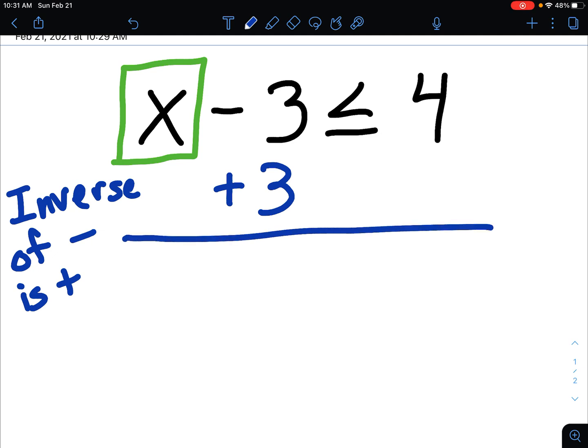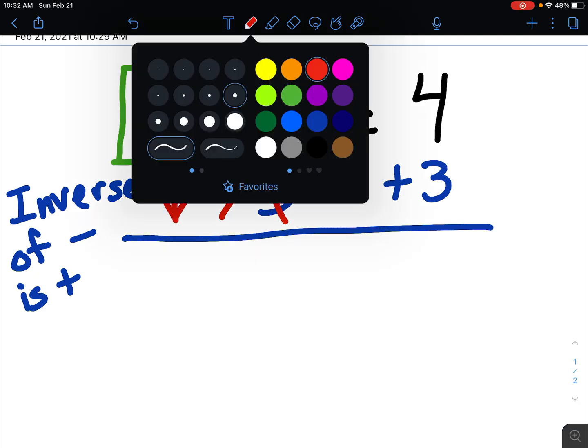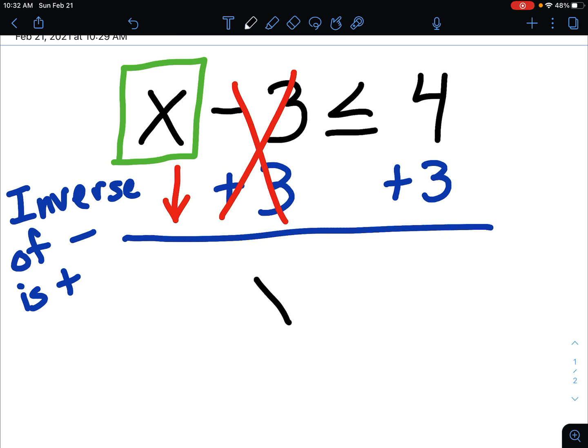But see, with inequalities and equations, we have to keep them balanced. You guys learned about balance in equations in like 5th and 6th grade. So this is why I say we have to do it to both sides. It's because we have to keep the equation balanced. And so what happens is on the left side, those two cancel, okay? I bring down my x, and then I do 4 plus 3, which is 7.